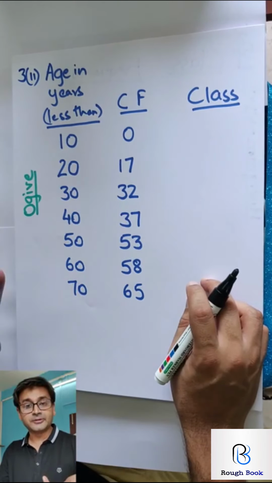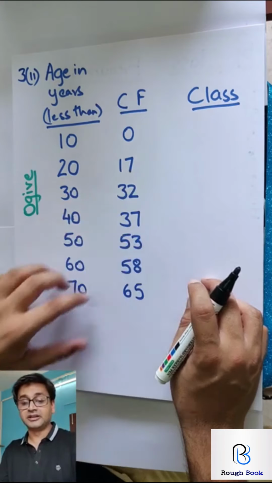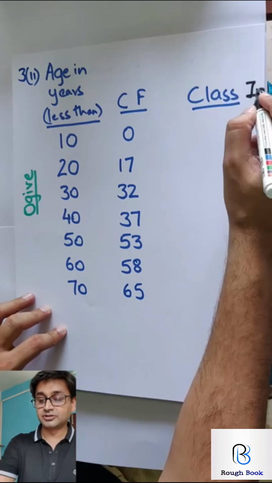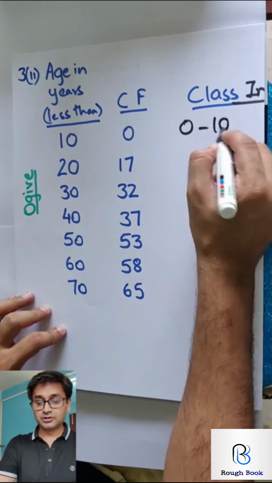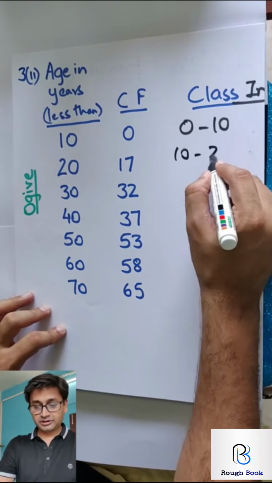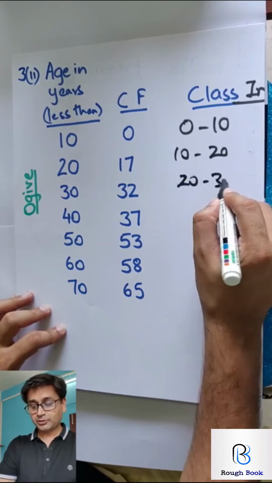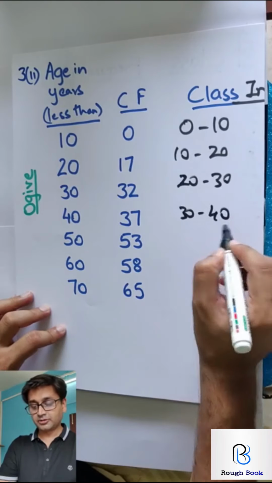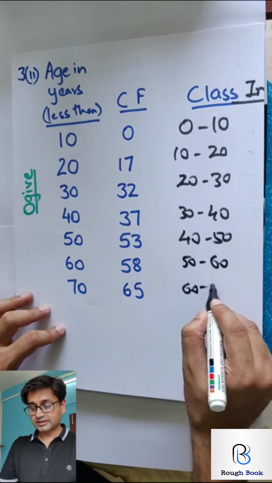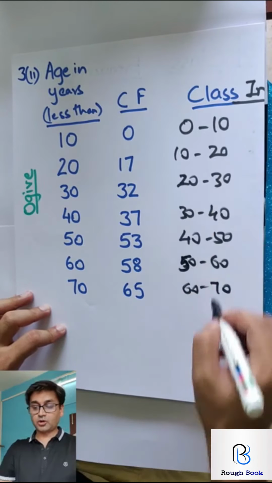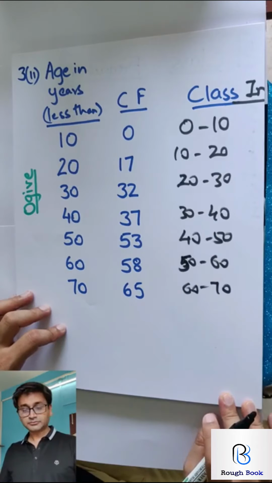Then what do I need to find? Yes, class interval. Where is the class interval? It's not there. So from here we will generate. What will be the class interval? 0 to 10. Continue now. 10 to 20, 20 to 30, 30 to 40, 40 to 50, 50 to 60 and 60 to 70. So we got all the classes right over here now.